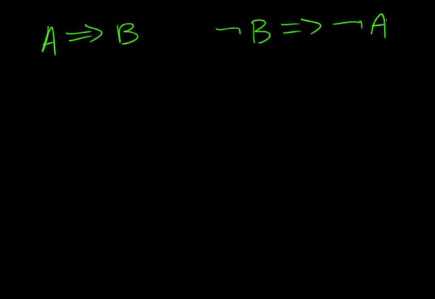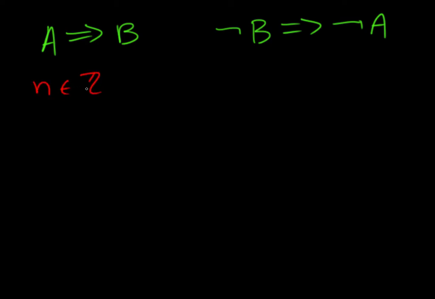Hey math kids, we're going to talk about proof by contrapositive. And what contrapositive means is if we have A implies B, the contrapositive is going to be not B implies not A. Okay?